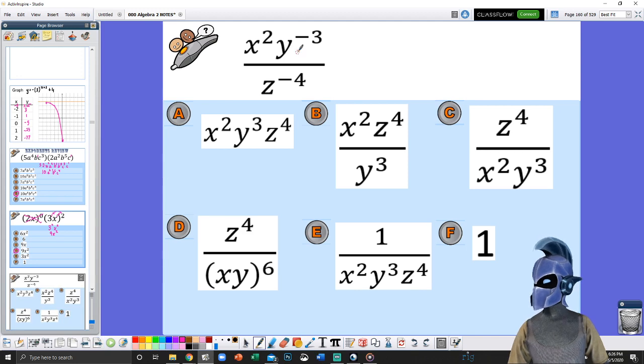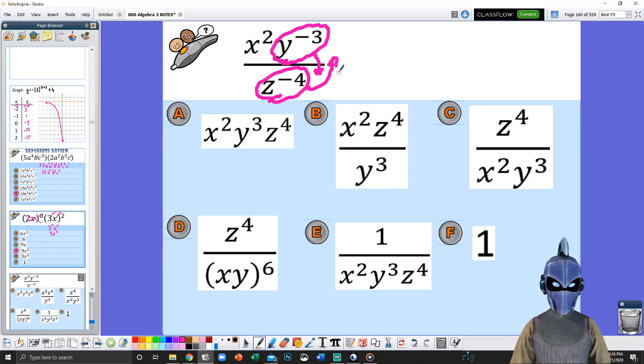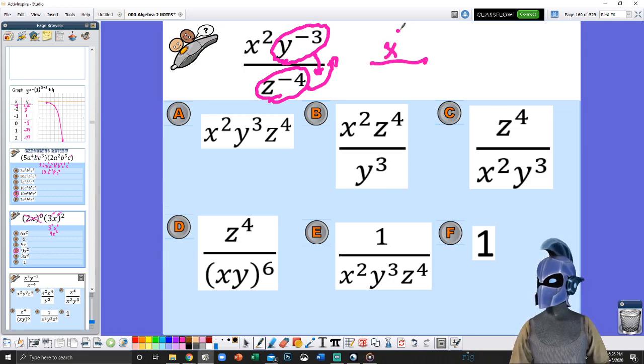On we move to our next one. And speaking of move, hopefully you know who likes to move it: Y likes to move it, Z likes to move it, and I bet you like to move it too. Alright, so X stays right where he is, Z went up, and Y went down. Remember to change those exponents to positive once you move them. So which one does this match? It looks like B, like burrito.